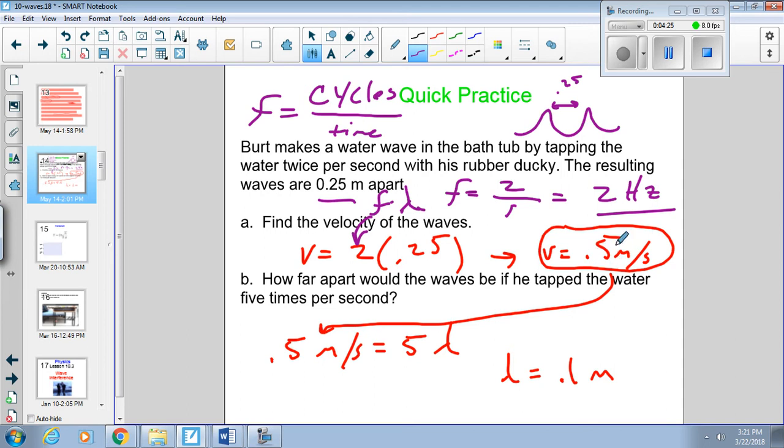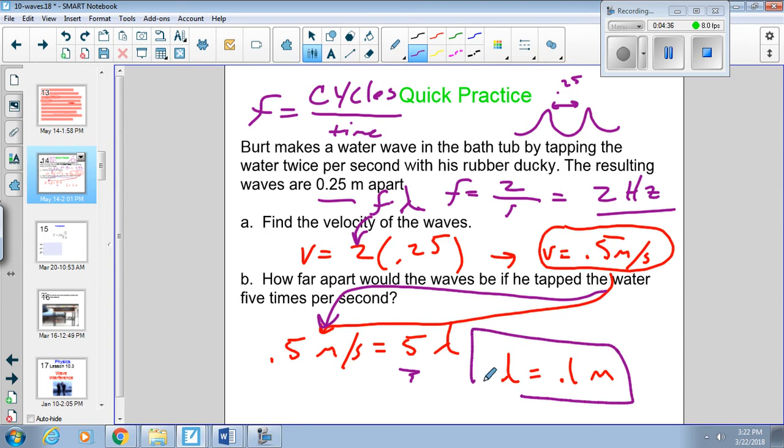Now that you have the medium, remember this doesn't change. So now you're going to increase the frequency to 5 hertz. That's going to affect the wavelength, not the velocity. So you should get a new wavelength of 0.1 meters.